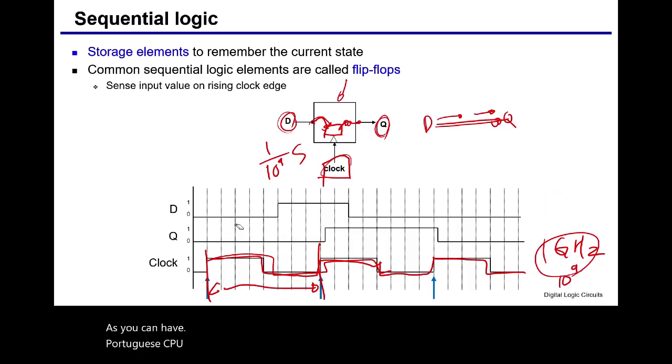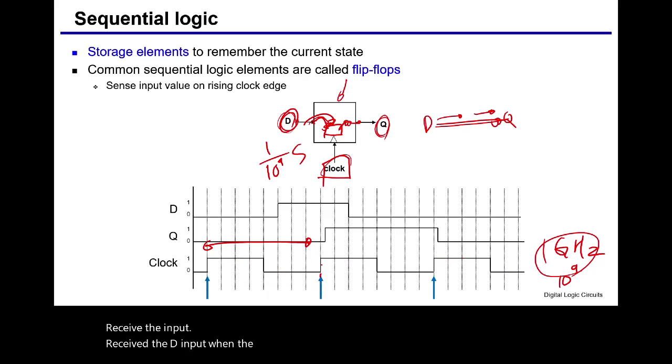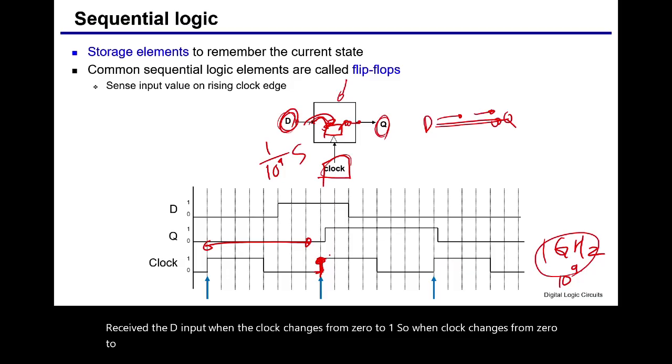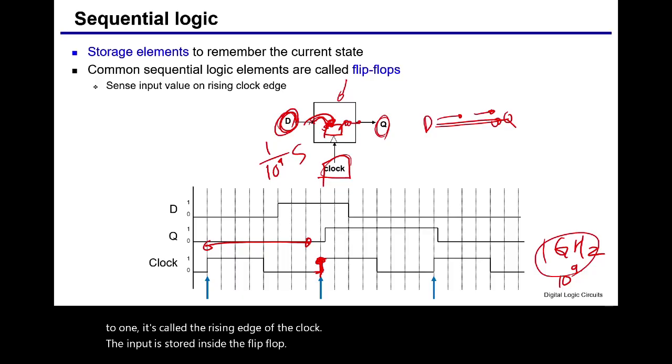Anyway, the duration of this 1 to 0 and 1 toggle determines how long this flip-flop holds the value. The flip-flop receives the D input when the clock changes from 0 to 1. So when the clock changes from 0 to 1, it's called the rising edge of the clock. The input is stored inside the flip-flop. And then the stored value lasts until the next rising edge of the clock.